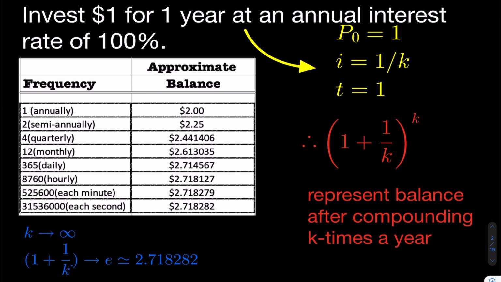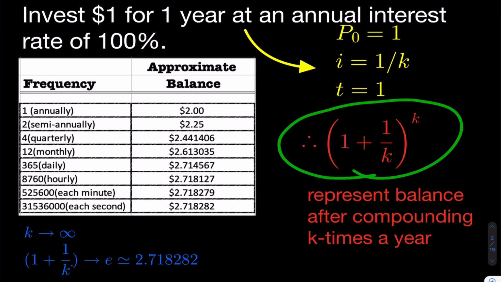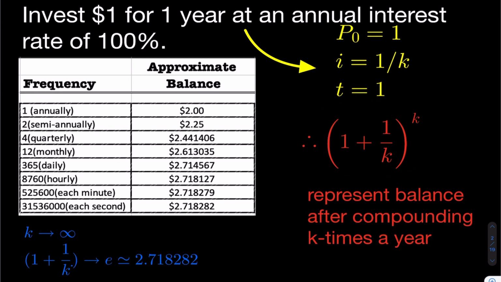In the second situation, I'm letting k equal 2. So now we're compounding semi-annually. If we take this formula and let k equal 2, you'll see you end up getting 1 plus 1 over 2, squared. And if you do your calculation on that, you'll find that comes out to be 9 over 4, which is exactly $2.25.